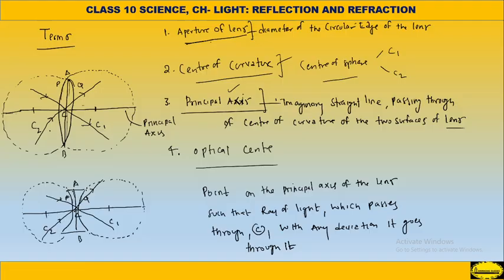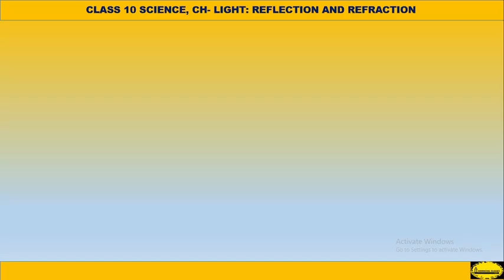Moving further in the topic, let us take the convex lens first. So here we have a convex lens, and in a convex lens we will talk about two things. One is principal focus, and another thing is focal length of the lens. Principal focus is denoted by capital F, and focal length of the lens is denoted by small f.